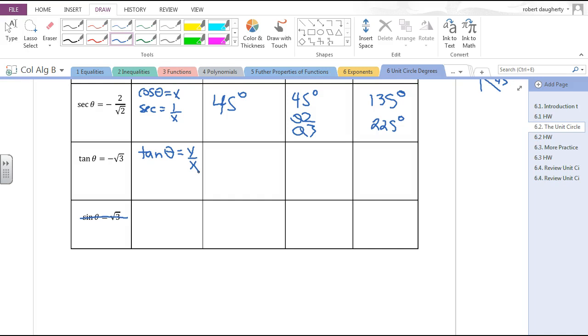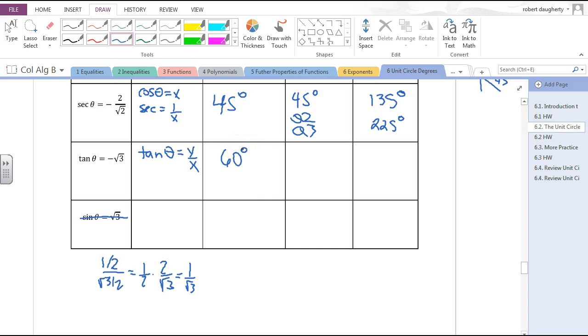Y over x is the square root of 3. So if I did y over x, this will be 1/2 divided by square root of 3 over 2. That's 1/2 times 2 over square root of 3. That's 1 over square root of 3. So it's not 30, it is at 60. So when you take this and divide it by this, you get square root of 3. So this happens at 60 degrees.